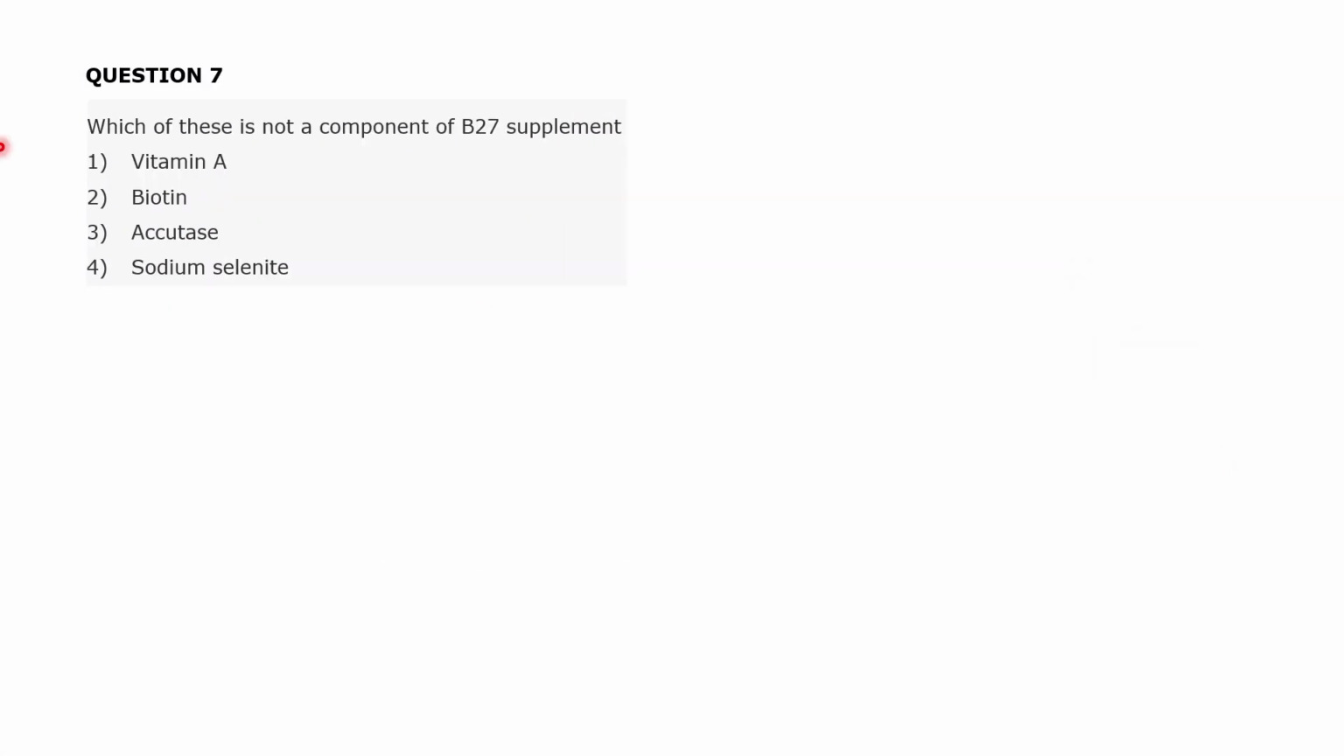Coming on to the next question, question number 7. Which of these is not a component of B27 supplement? Vitamin A, biotin, accutase, or sodium selenite? Accutase, option number 3. Any other answer?